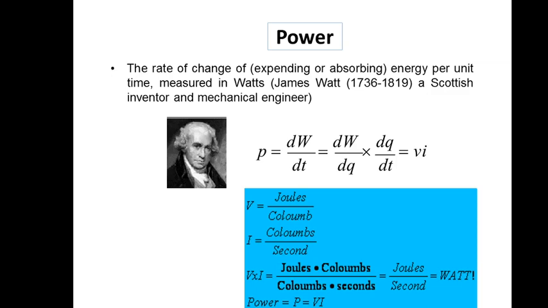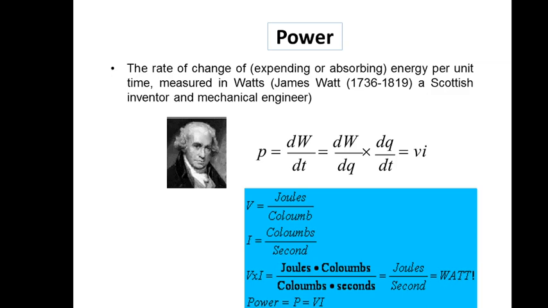Just you can check the units also. V we already know is dW by dq, so joules per coulomb. And I is coulombs per second. So multiply V into I: joules by coulombs into coulombs by second. These two cancel, giving joules by second. Joules by second is nothing but watt. So that is P equal to VI.